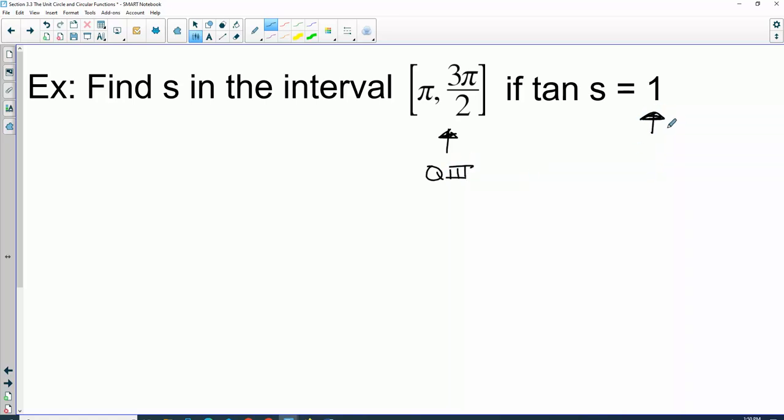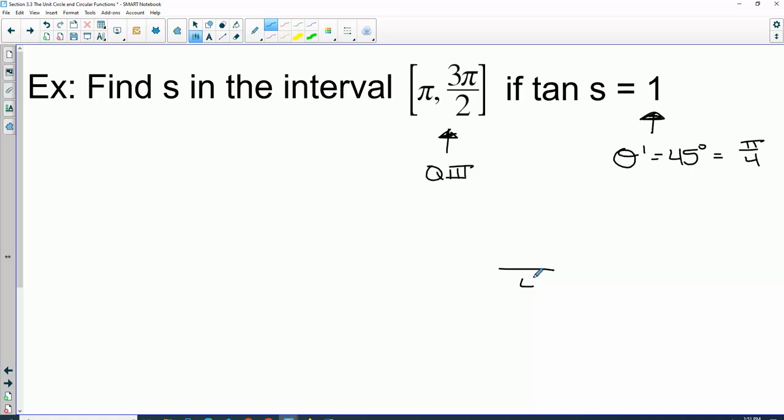Okay, tangent is equal to 1. Referencing. When is tangent equal to 1? Think about your hand trick. Tangent of 0 is 0. Tangent of 30 is radical 1 over radical 3. Tangent of 45, radical 2 over radical 2, which is 1. So we're talking about 45 degrees, but what is that in radians? I want radians because pi and 3 pi over 2 were radians.